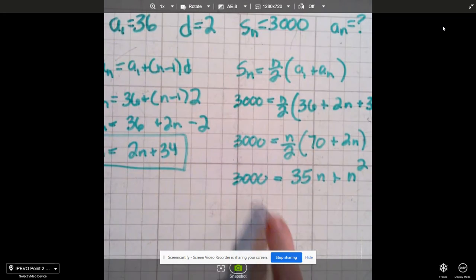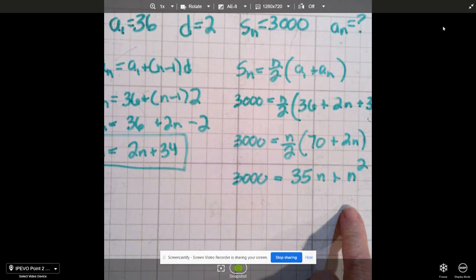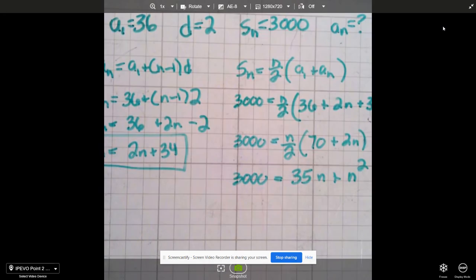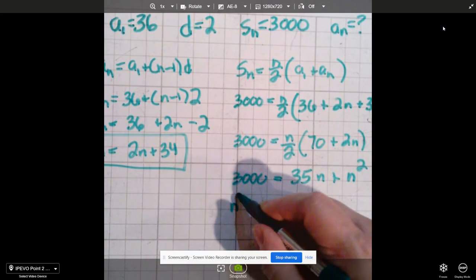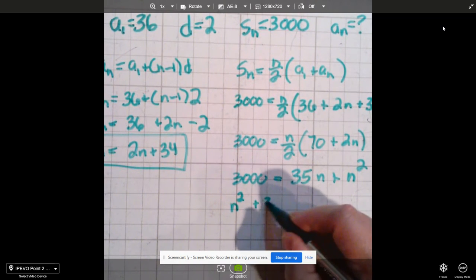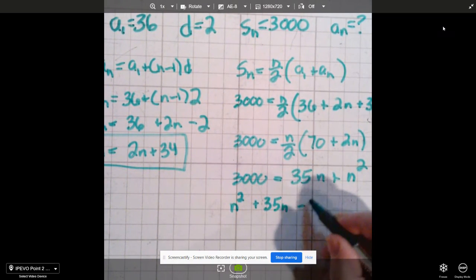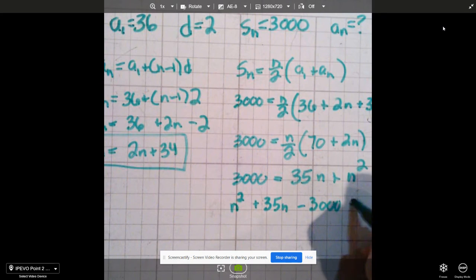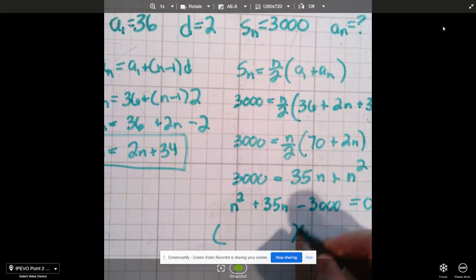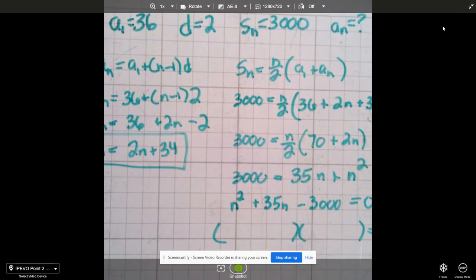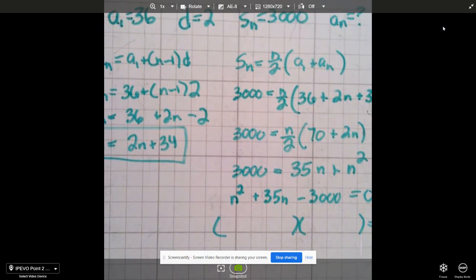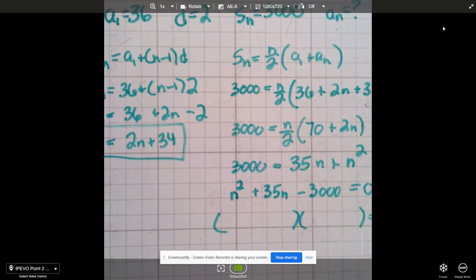All right. Wow, this looks like a quadratic. So let's go ahead and put it in standard form and see if we can factor it. N squared plus 35N minus 3,000 equals 0. Now, these are kind of big numbers, so it might take a little trial and error for you to actually get this one. I've obviously done it out before.